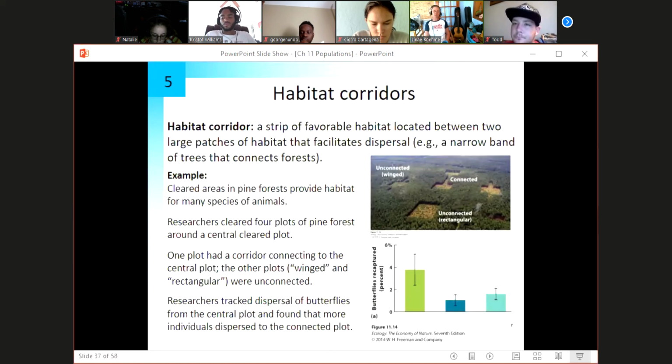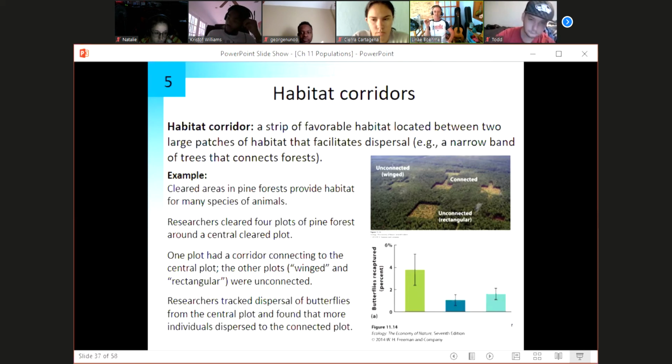So one way you can help populations find a new way or a new place to live is by providing a habitat corridor. And this is a strip of favorable habitat located between two larger patches of habitat. And this helps them to go from one place to the other. So this is looking at, I believe, the butterflies? Yes, this is the butterfly study.